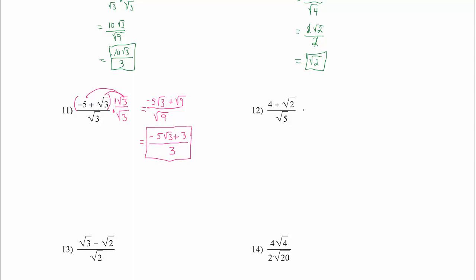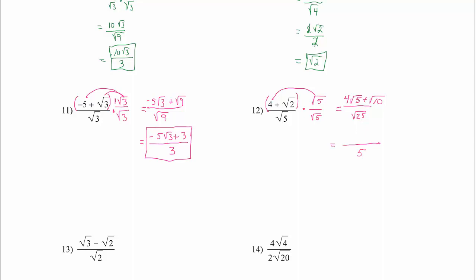Let's try another one. Here I see 4 plus the square root of 2 over the square root of 5. I've got to get rid of that square root in the denominator, so I'm going to multiply the top by the square root of 5 and the bottom by the square root of 5. Square root of 5 times square root of 5 is square root of 25 in the denominator. And the top, again, we have a binomial here, so we have to distribute through. 4 times the square root of 5 is 4 square roots of 5, and the square root of 5 times square root of 2 is plus the square root of 10. The square root of 25 in the denominator just becomes 5.